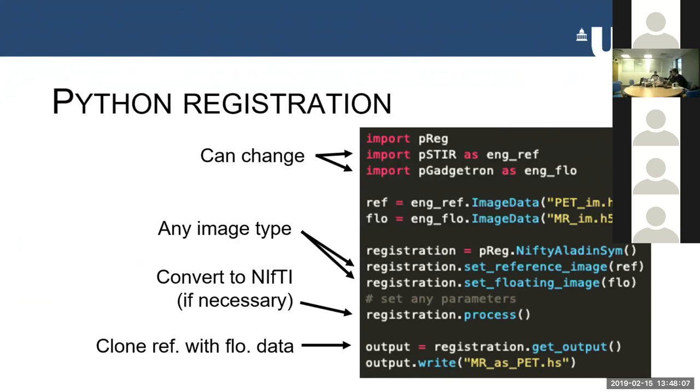Does this Aladdin already do that? Because I would expect just to have rigid or affine, does it do more? I think it does only rigid or affine.